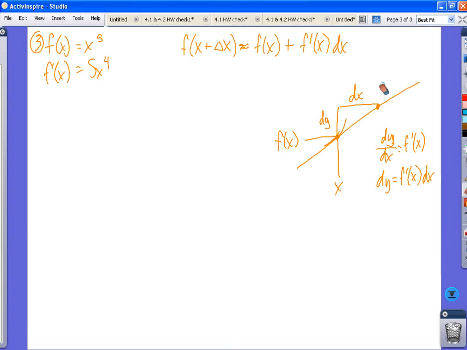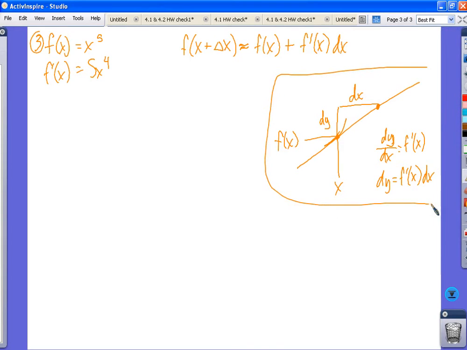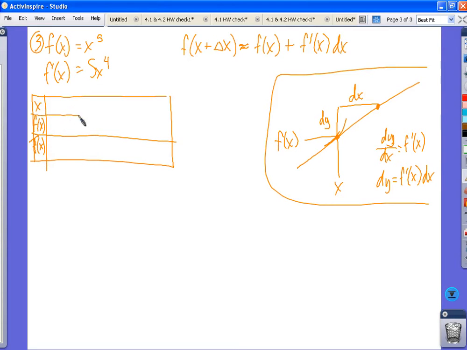But let's do number 3, and we'll use the actual values, and I think it'll make more sense in that context. So let's section that off and do our work over here. I'm going to be filling in this table. This is x, and this is f of x, and this is not f prime of x, but the value of the tangent line. The line is tangent to the function at x. What's our x value? 2, and then we're going to move away from 2 by small increments.